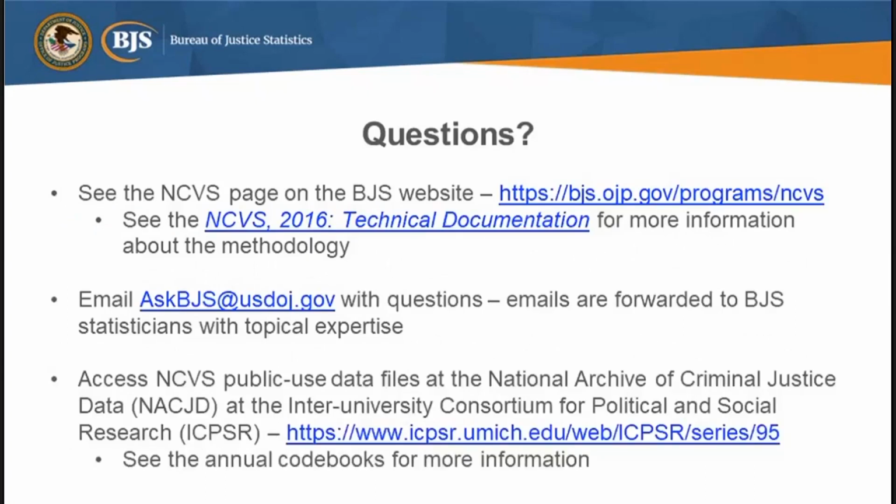For additional information on the NCVS, see the NCVS page on the BJS webpage. You can also see the NCVS technical documentation for more information about the methodology. Please email askbjs@usdoj.gov with any questions, and your email will be forwarded to the BJS statistician with topical experience. Finally, you can access the NCVS public use data files at the National Archive of Criminal Justice Data.